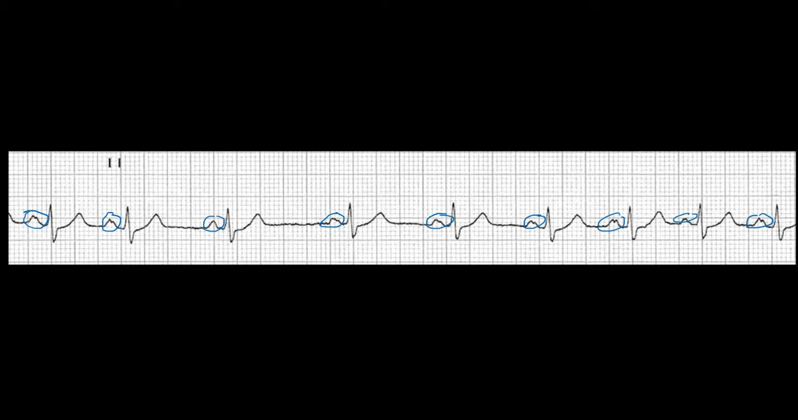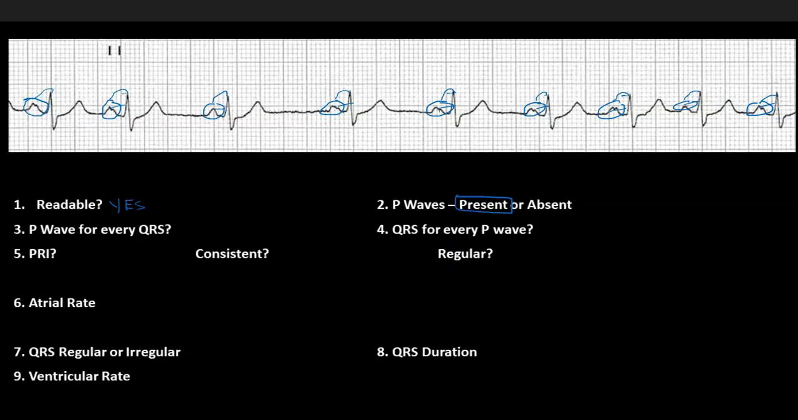Is there a P wave for every QRS? And if we come down through here again, we will see that there are P waves for every QRS. And we're going to reverse it and make sure that we have QRSs for every P. Okay, so we can answer yes to both of those questions. And we'll go ahead and erase all this.